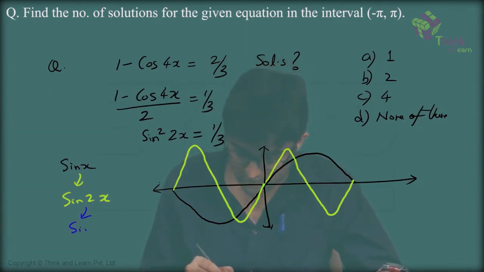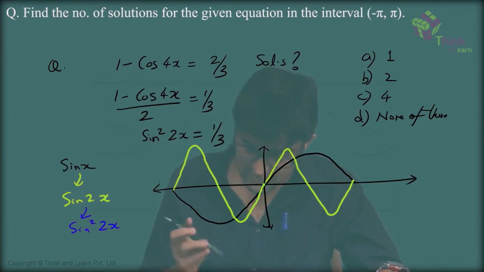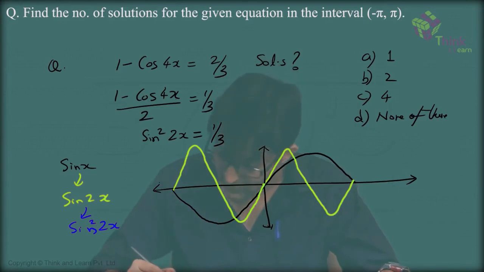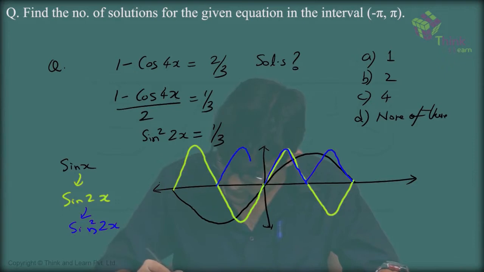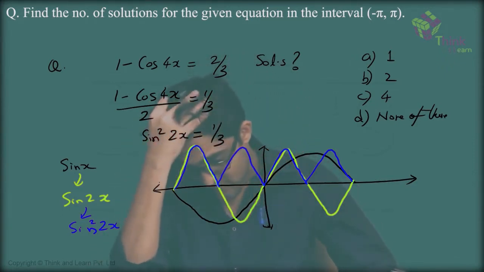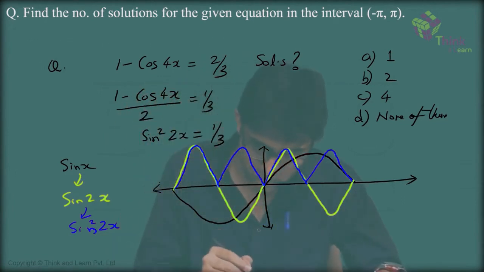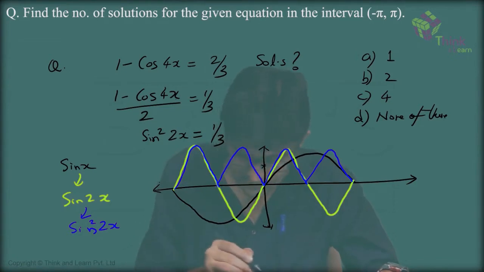But that's also not over, right? You have to square it. So it becomes sine square 2x. How will that curve look like? It will be like this. Okay? And where will your 1 by 3 be? Your 1 by 3 will be somewhere here, right?